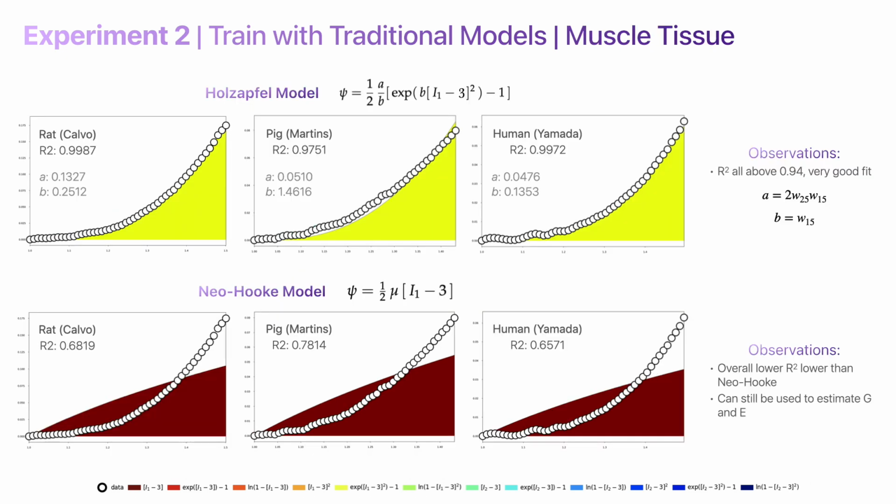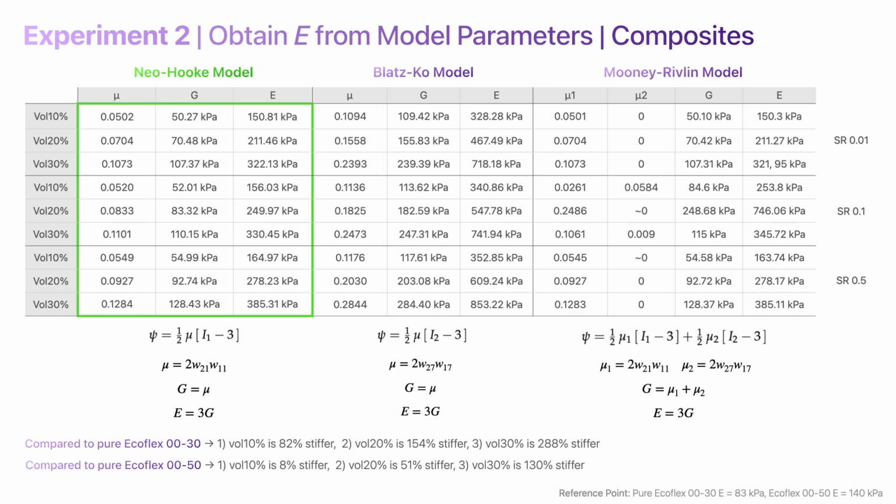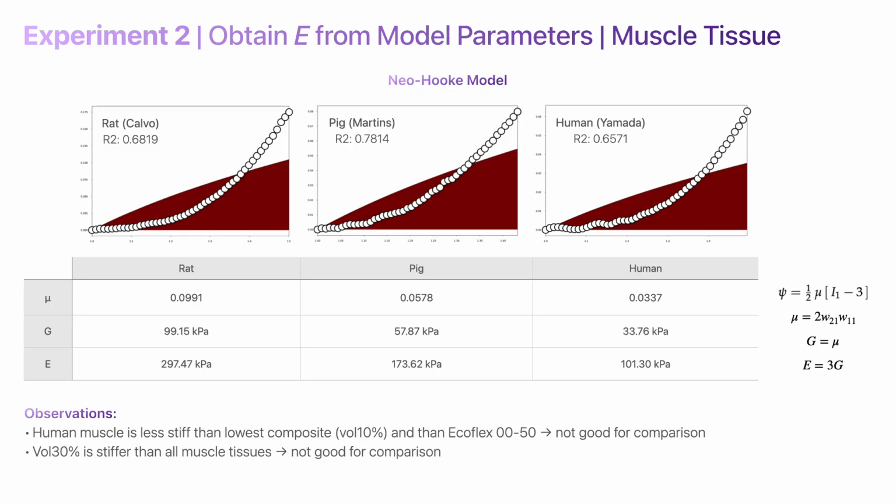We apply the Holzapfel and neo-Hookean models on the muscle tissue to extract model parameters. We approximated E from model parameters and compare against pure EcoFlex using neo-Hookean estimates due to its better fit. We do the same with the muscle tissue using the neo-Hookean model, and see that all muscles are less stiff than the volume 30% composite. Additionally, human muscle is less stiff than pure EcoFlex. We will discard both terms from future comparison.